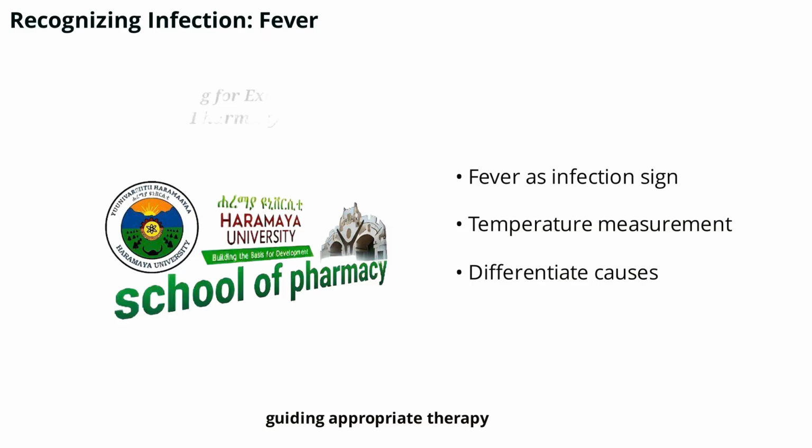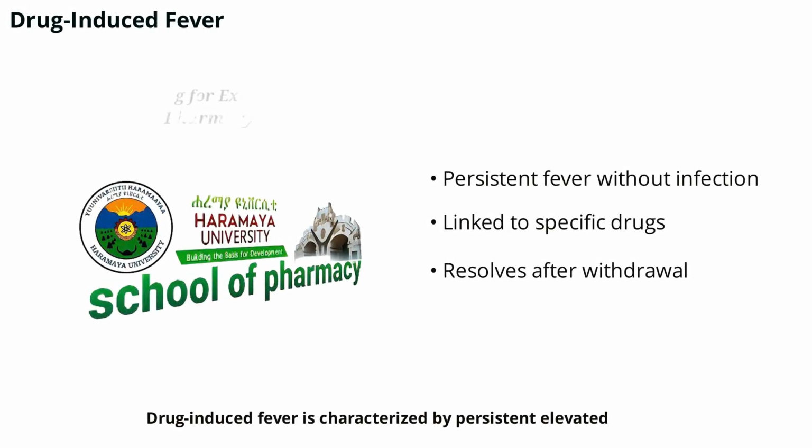appropriate therapy. Drug-induced fever is characterized by persistent elevated temperature without infection or other underlying conditions. This type of fever coincides with the administration of certain medications and resolves quickly once the offending drug is stopped. Common culprits include beta-lactam antibiotics, anticonvulsants, and several others. Recognizing drug-induced fever is essential to avoid unnecessary antimicrobial use and to address the true cause of the patient's symptom.